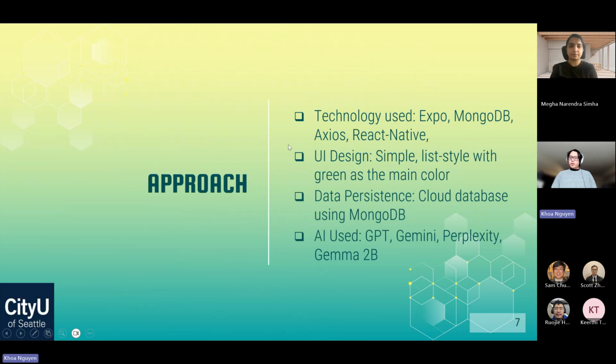For my approach, I use Expo in React Native for the front end. I use Expo because it's very useful when you want to test it on your mobile and see how the UI looks. Axios is basically what I use to post HTTP RESTful requests, like post, put, patch, delete, to the backend.